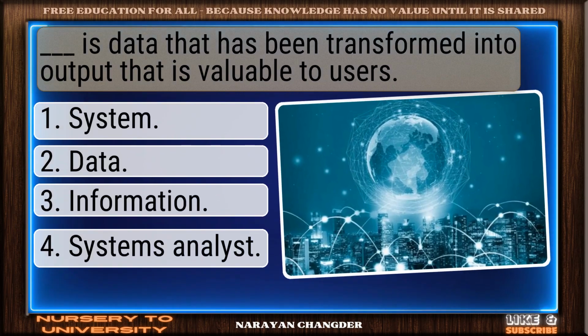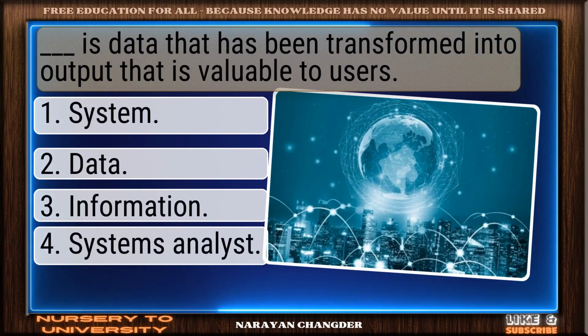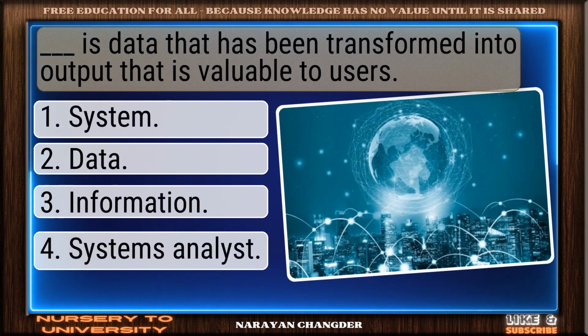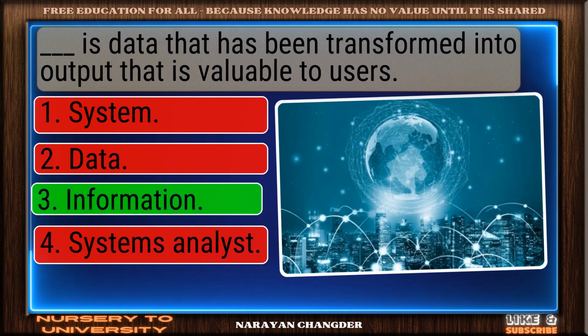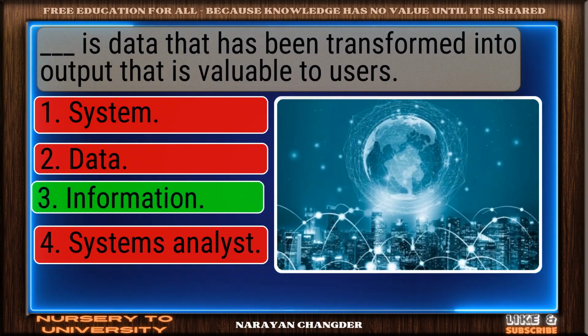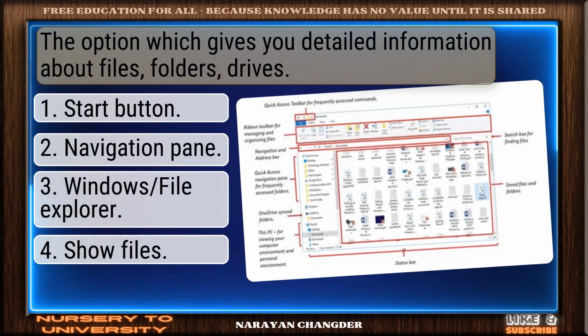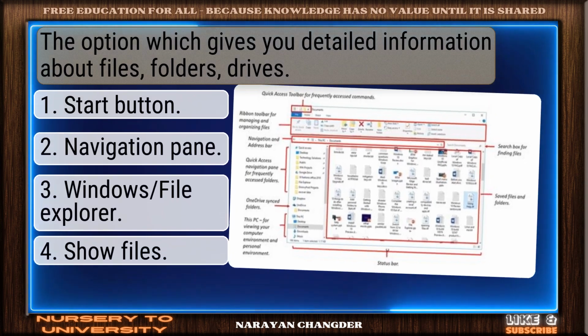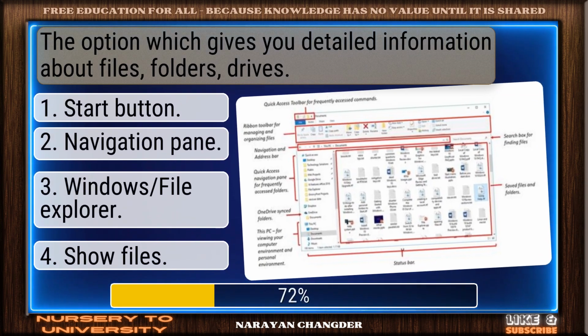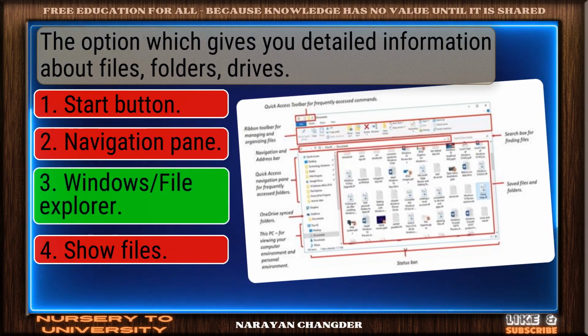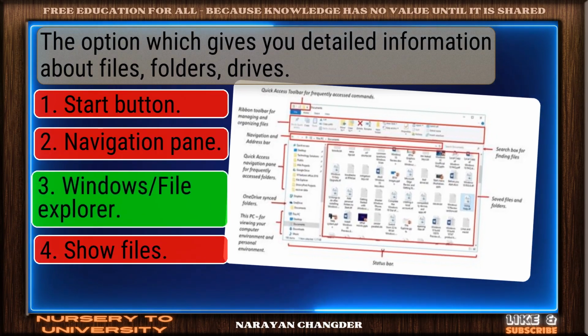... is data that has been transformed into output that is valuable to users. Nice selection. Information is correct. The option which gives you detailed information about files, folders, drives. Right choice. Windows File Explorer is best.